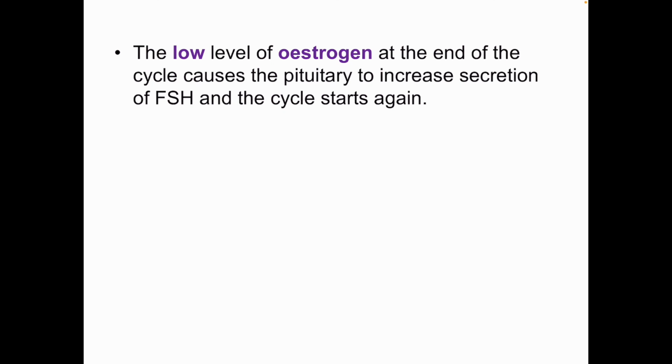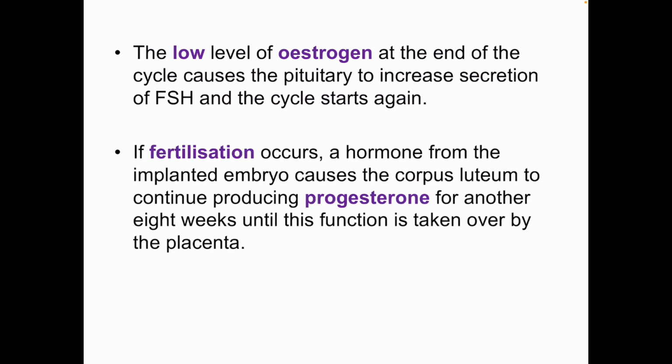At the end of the menstrual cycle, the levels of estrogen are low. This then causes the pituitary to increase secretion of FSH again, and the cycle will begin all over again. If fertilisation occurs, the embryo produces a hormone which causes the corpus luteum to continue producing progesterone for another 8 weeks until the placenta takes over this function.